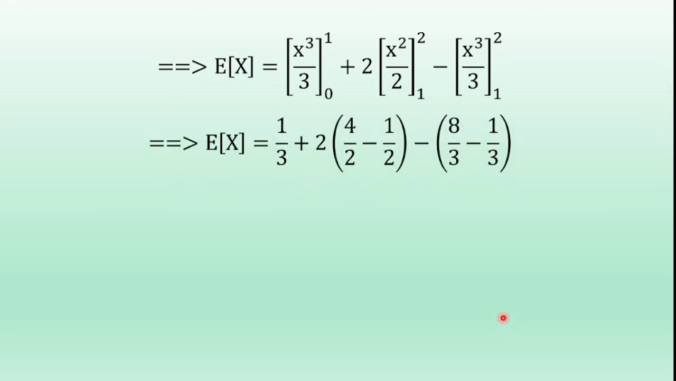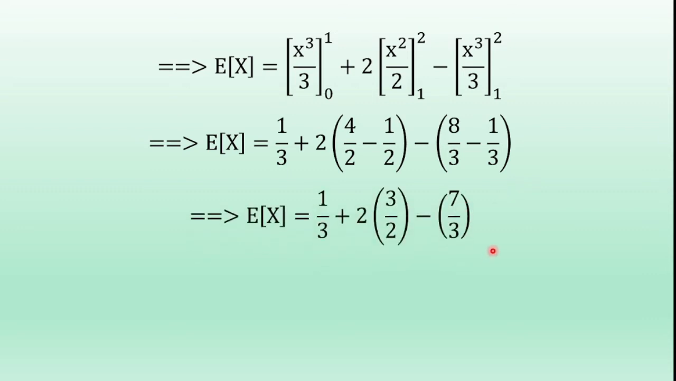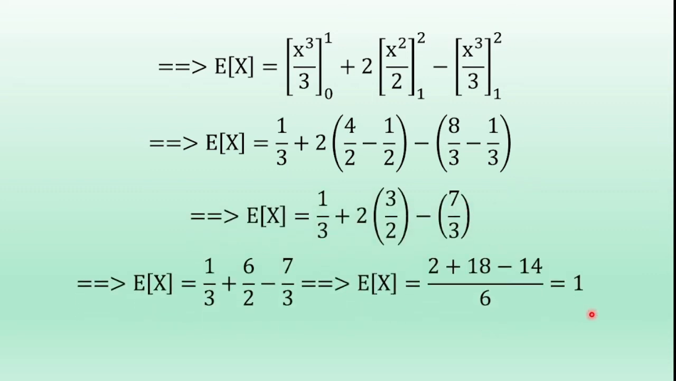Now substitute the upper value of x and the lower value of x: 1 by 3 minus 0, so 1 by 3. Then 2 into, substituting upper and lower values, 2 square is 4, 4 by 2 minus 1 by 2, minus, substituting upper and lower values, 2 cube is 8, 8 by 3 minus 1 by 3. Reducing this RHS term, finally we get the expected value of x is 1.